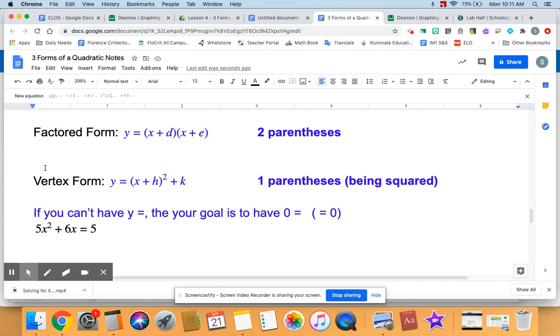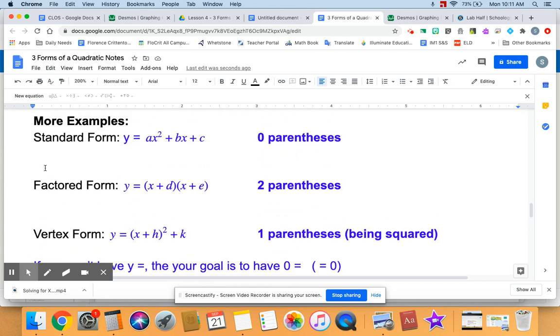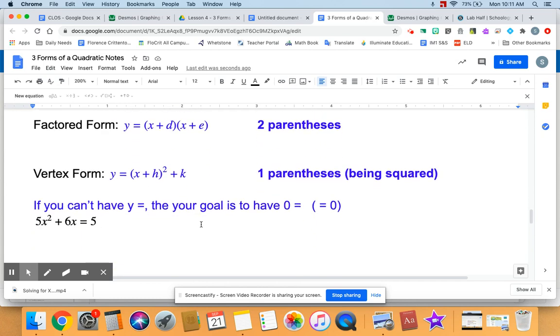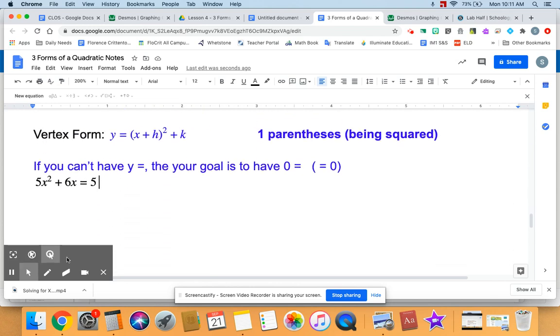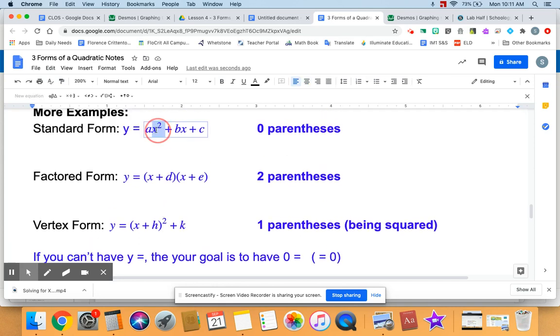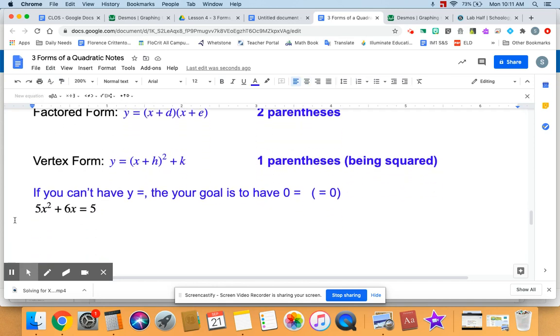This one, does it have a parentheses? No, it does not, so it is in standard form. We just have to make it look like it's in standard form. And right now it's almost there. It starts with the x squared term. That's great. See, because we want it to start with the ax squared. And right now, what is a in this equation? It's 5.